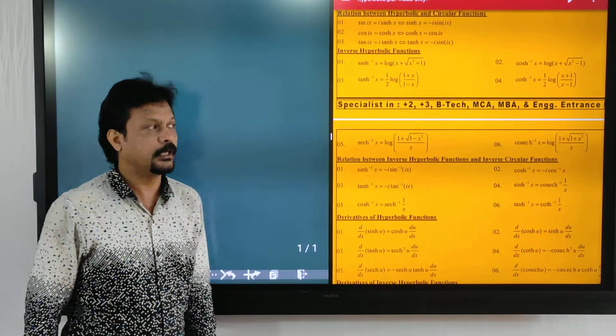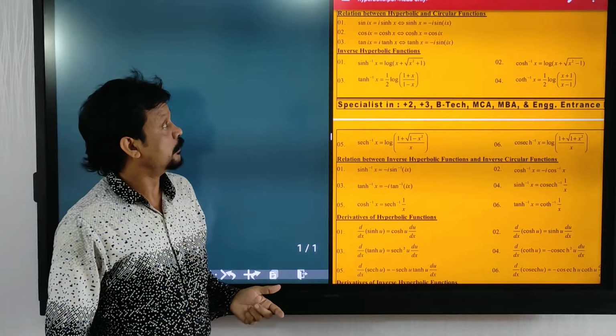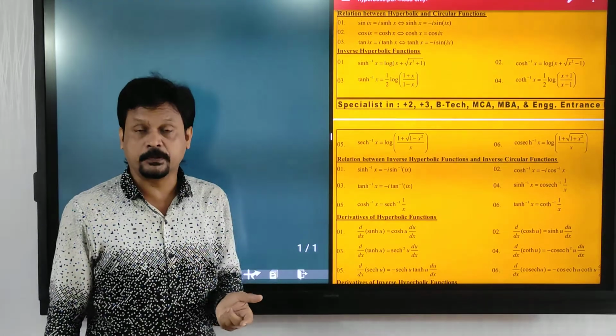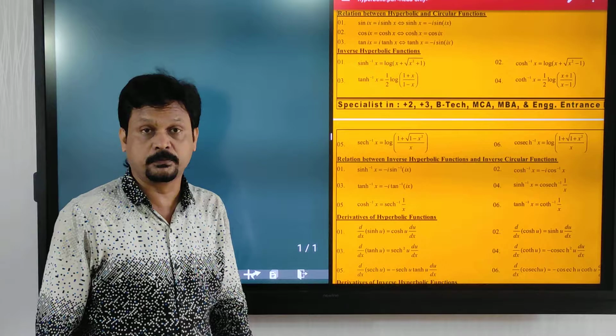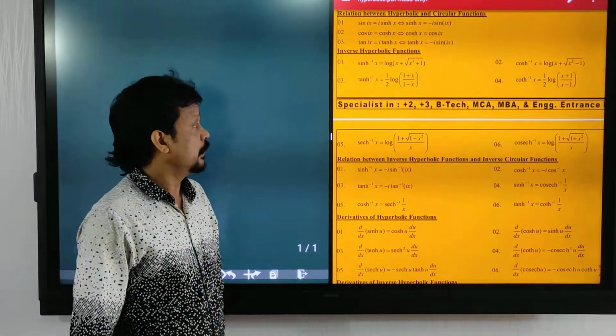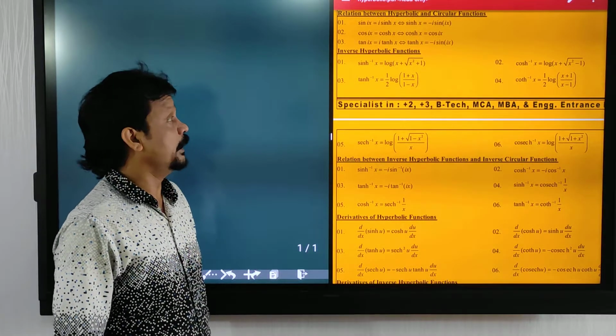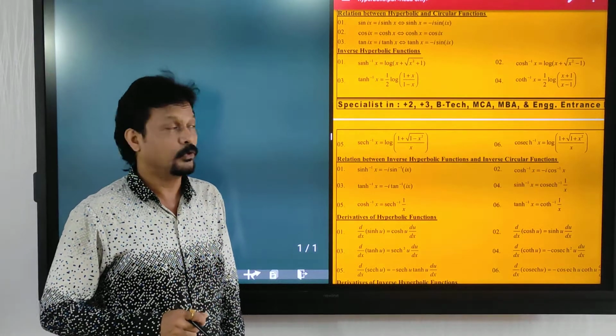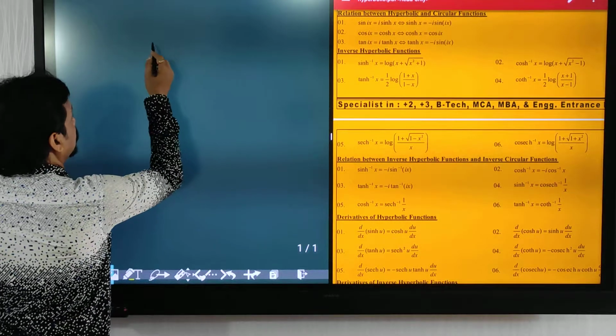Hello everyone, already I have told you about hyperbolic functions, and I have derived some formulas, that means identities, and today I am going to tell you about inverse hyperbolic functions. Okay, so I have to prove today.